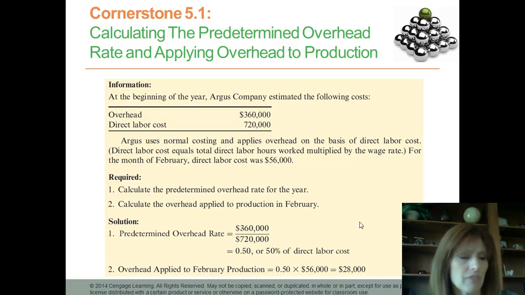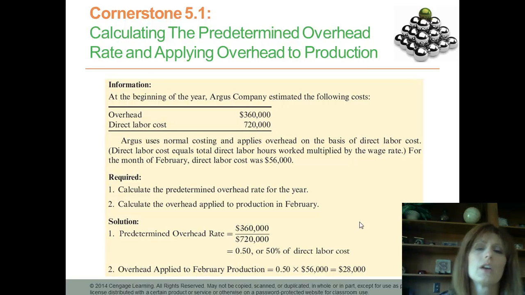In Cornerstone 5.1, which you could follow in your book. Okay, so we have the Argus company with overhead of $360,000. They've estimated direct labor costs of $720,000. Okay, here's the information. They use normal costing and they apply overhead on the basis of direct labor cost. Okay, so it tells you their direct labor is total direct labor hours worked multiplied by the wage rate. For the month of February, direct labor cost was $56,000.